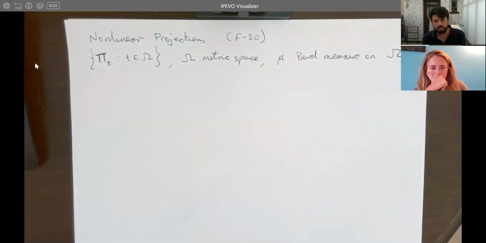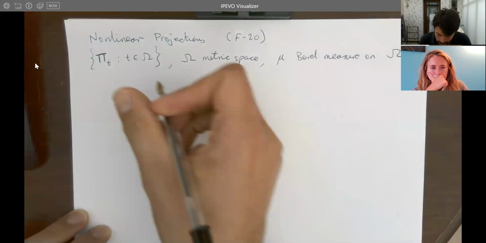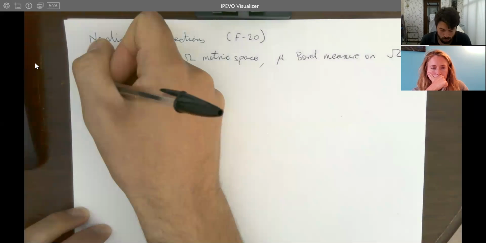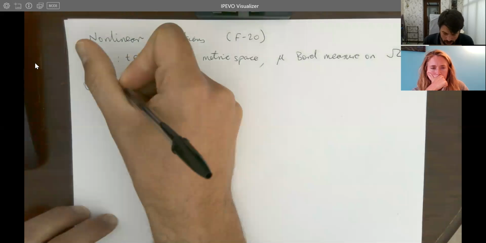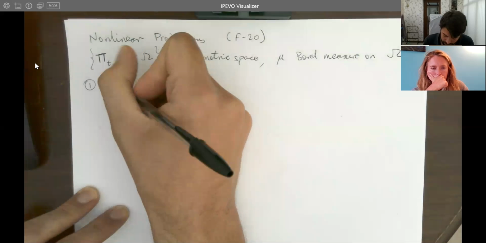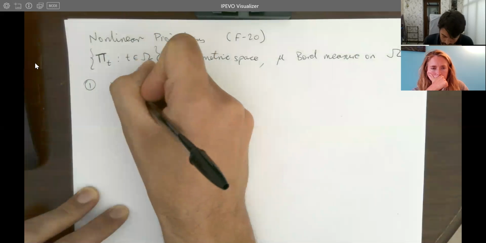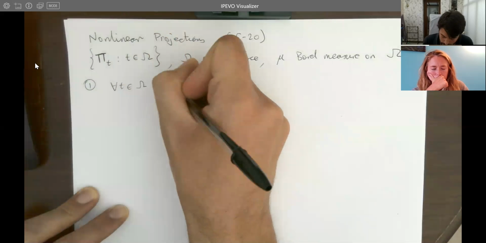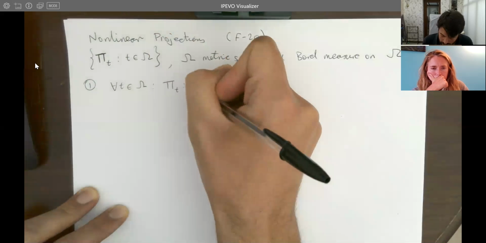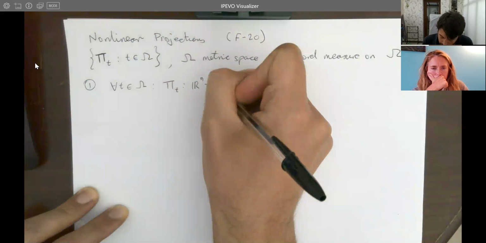But this is extremely general. Well, I haven't told you what pi t is yet, so it's not even an extremely general setup. It doesn't mean anything. So let me tell you some facts or things I'm going to assume about this collection. For all t in omega, I want capital pi t to be a map from Rn to itself.